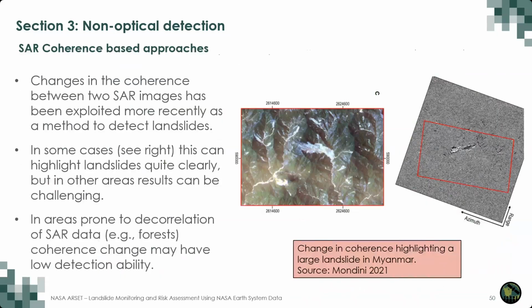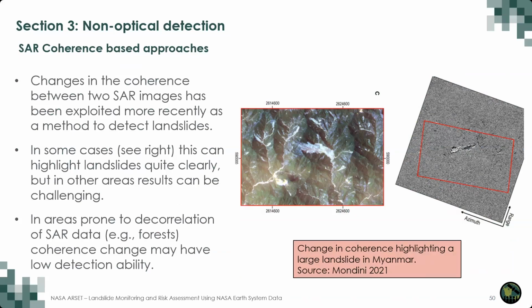So that was a bit about amplitude-based assessment, but we also have coherence-based approaches. This typically looks at the change in coherence between two SAR images. This has been used, as I mentioned, for landslide mapping. This example from Myanmar and a recent study by Montini and some co-authors shows this big change in coherence, this bright spot in the SAR image in the middle of the data set that aligns with the location of this landslide, as you can see on the left.